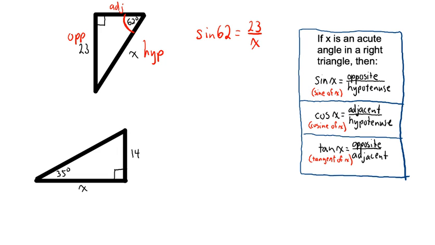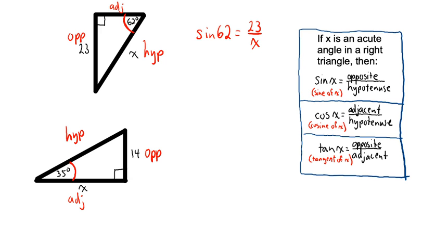Let's just go down here and do the same thing. My 35-degree angle touches two sides. It touches the x and the blank side. The blank side is across from the 90-degree angle, so the blank side is my hypotenuse, and that means the x is my adjacent. The furthest side away from me, the one across from me, is my opposite side. The 14 is my opposite.